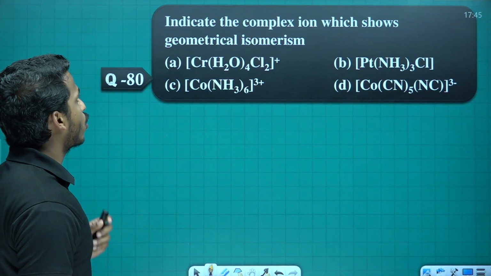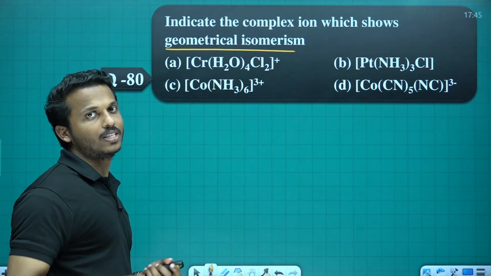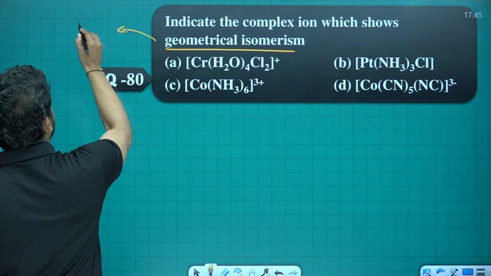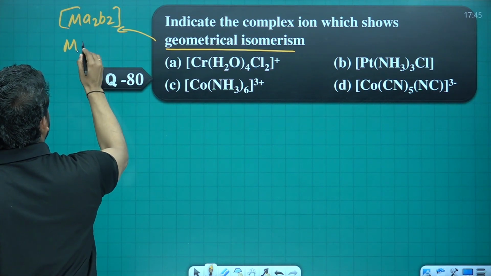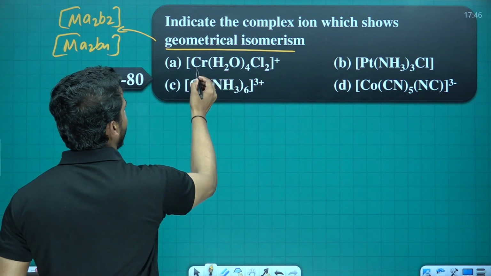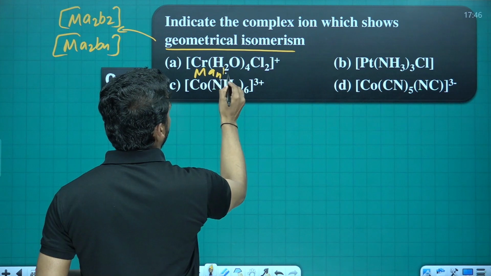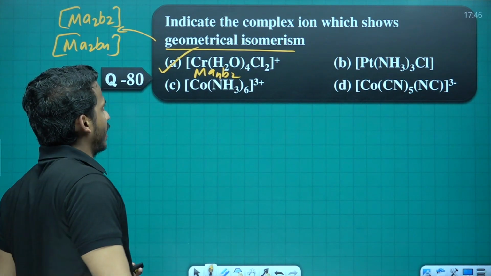Now, indicate the complex ion which shows geometrical isomerism. That means cis-trans. We know geometrical isomerism is given by the type Ma2B2 in square planar and Ma2B4 in octahedral. So, what is this? Yes, this is our type Ma4B2. Go with this one. Other cases do not belong to our category.